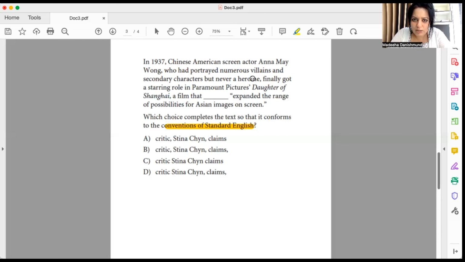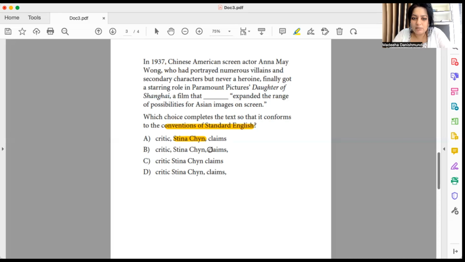In 1937, Chinese-American screen actor Anna May Wong, who had portrayed numerous villains and secondary characters, but never heroine, finally got a starring role in Paramount Pictures' Daughter of Shanghai, a film that, critic Steiner Chine claims, expanded the range of possibilities for Asian images on screen. Okay. If I remove the name Steiner Chine, Paramount Pictures' Daughter of Shanghai, a film that critic claims expanded the range of possibilities. Critic who? Doesn't make sense. Critic claims.